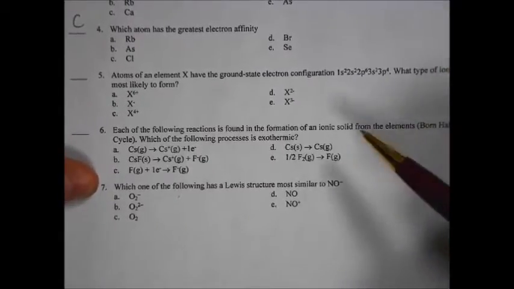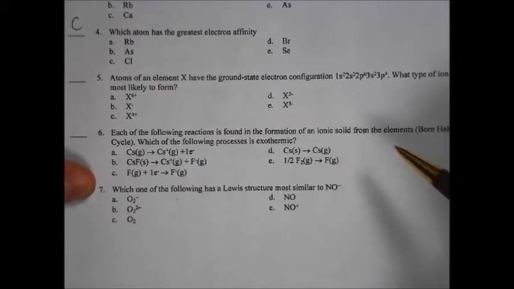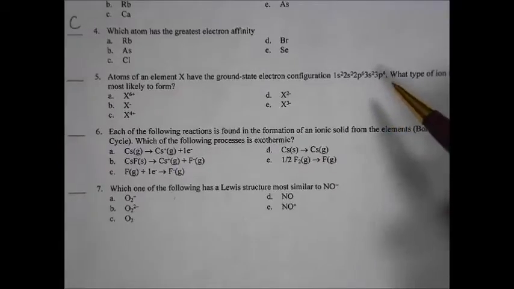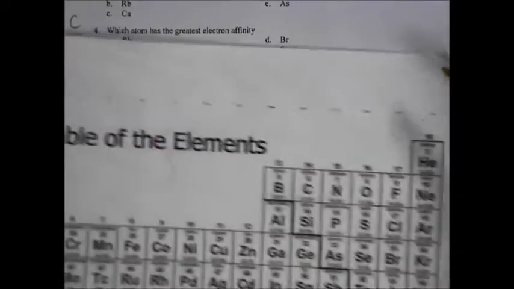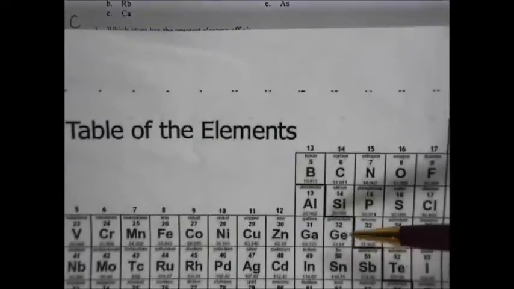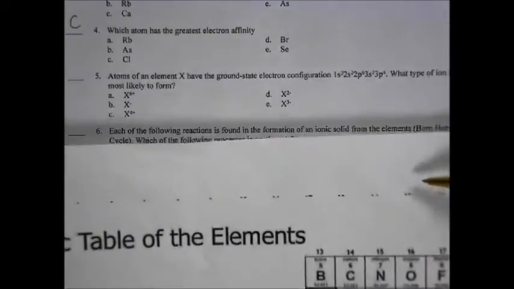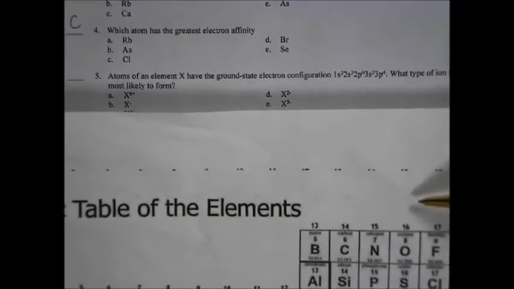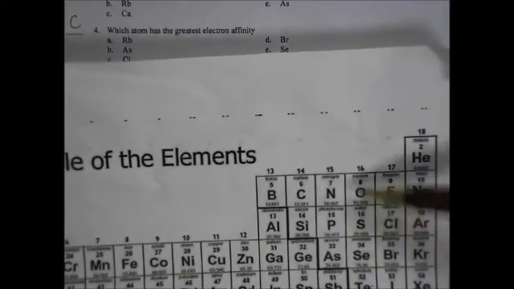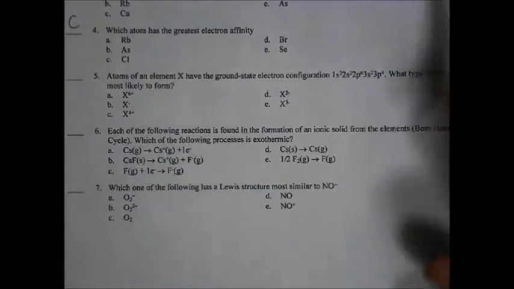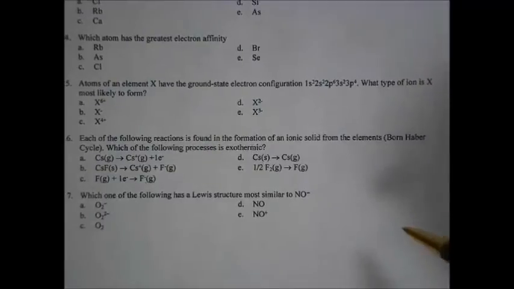So in this case, it asks us, atoms of an element X have a ground state configuration of 3p4. Just to put us on the map, 3p4 is going to put us in the area of sulfur. So the question is what type of ion is X most likely to form?